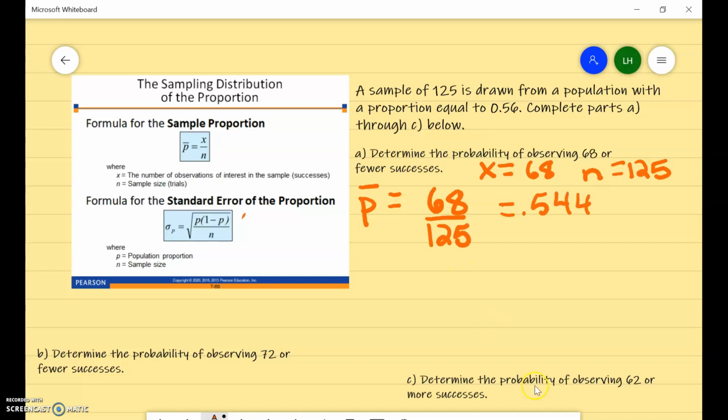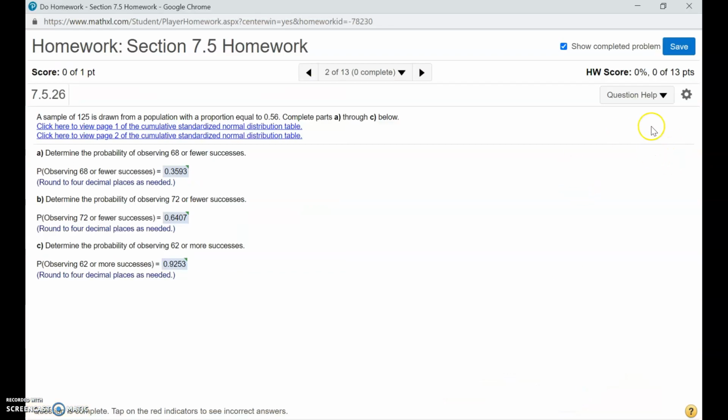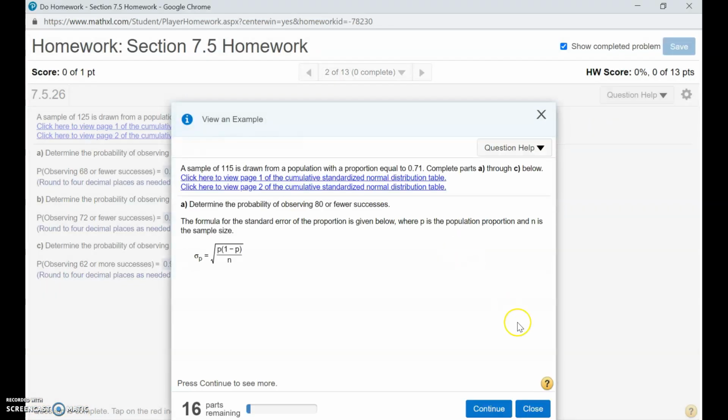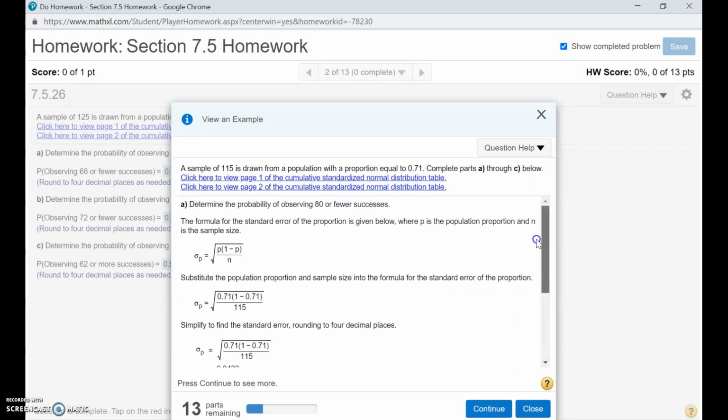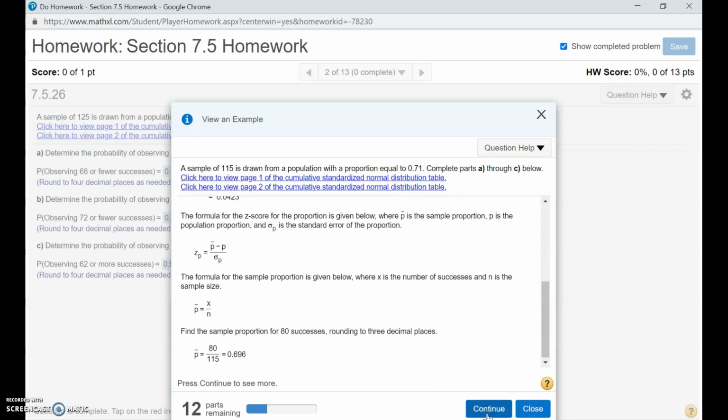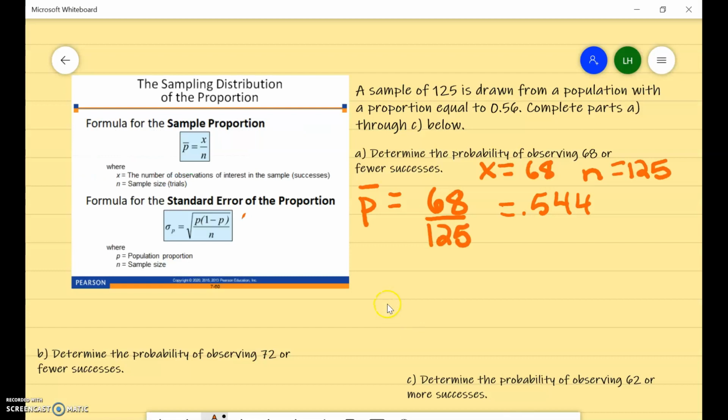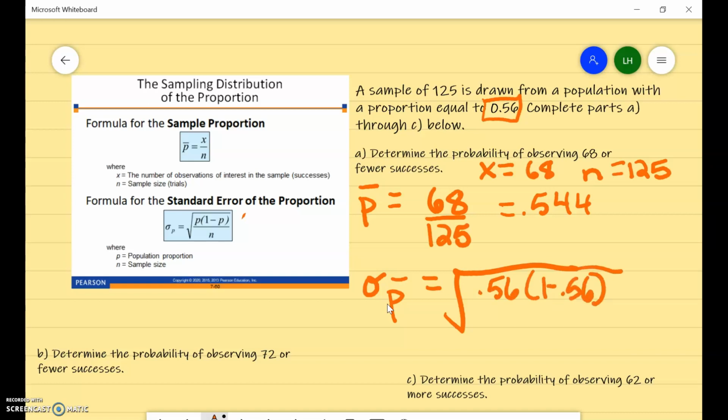0.544. And let me see if we have to round. I don't think we do. It says 4 decimal places is needed. Okay, yeah. So we're good because this came out as 3. All right, once you get your proportion, you're ready to calculate your standard error of your proportion, which is P, and that is given to us 0.56 times 1 minus 0.56 divided by n, which is 125.